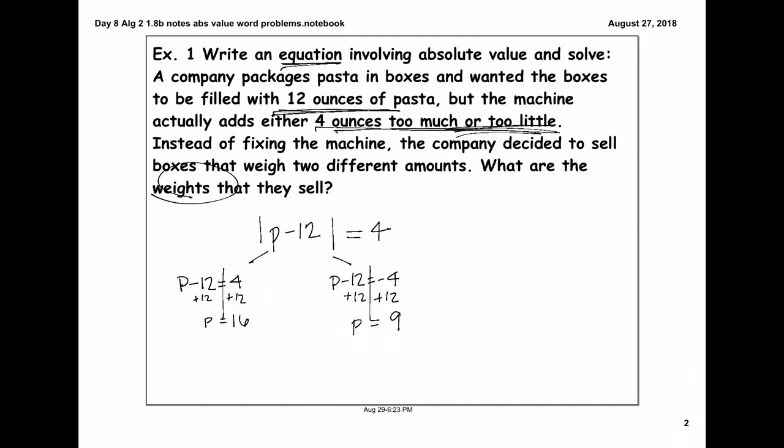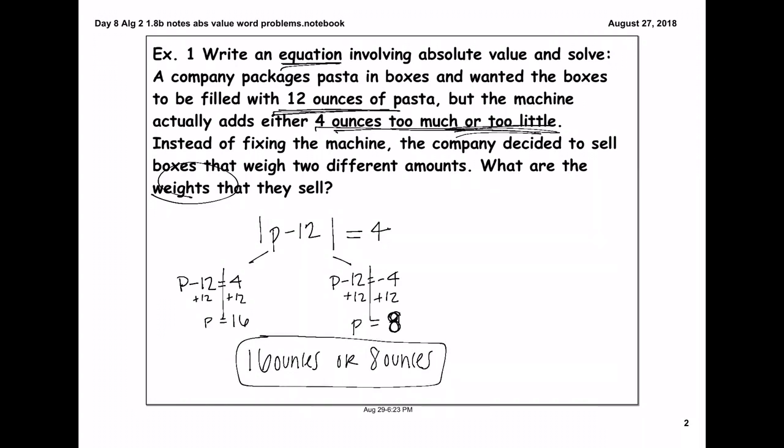Excuse me, negative 4 plus 12 is 8, not 9. So our two options for the weight that they sell is we could have 16 ounces or 8 ounces. And it's very important that you label your answer to resemble what the problem was asking.